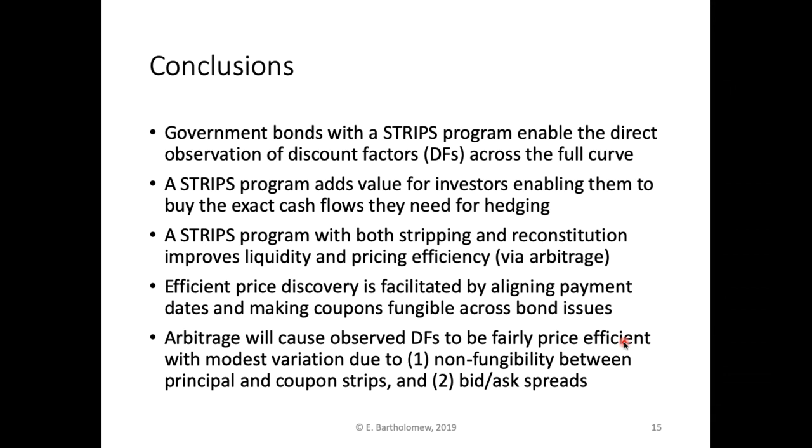Finally, the arbitrage will cause the observed discount factors to be fairly price efficient, but we observe there's modest variation due to the non-fungibility between principal and coupon strips, and of course between principal strips of different bonds, and also the bid-ask spread. So that's it.